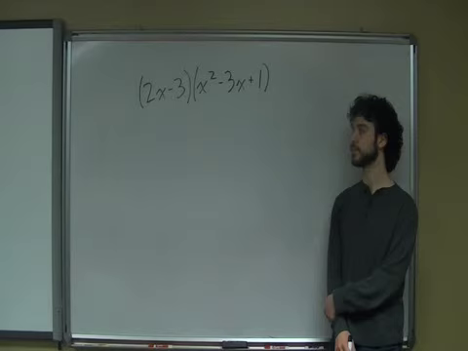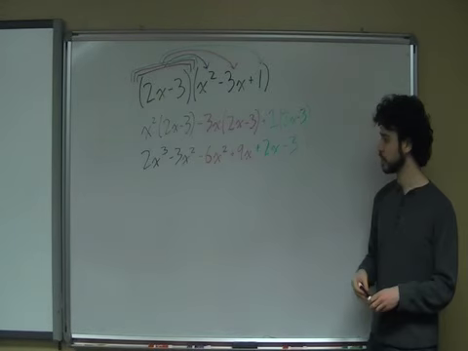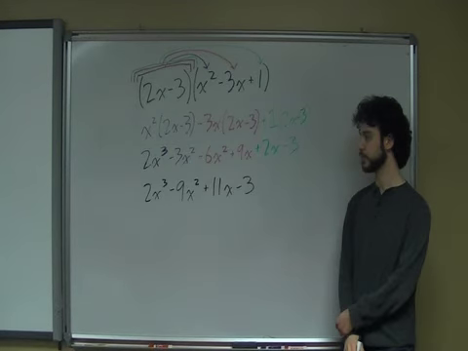Pause the video and try this one on your own. Then we'll go over it. So, first 2x minus 3 is multiplied by x squared, then by negative 3x, and finally by positive 1. Then we multiply out each of the terms and simplify.